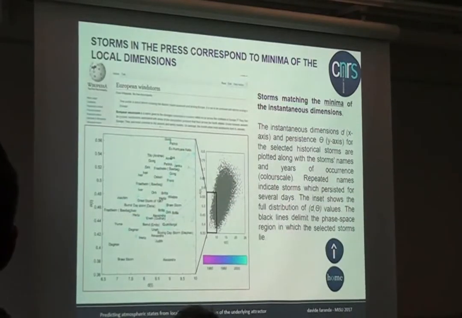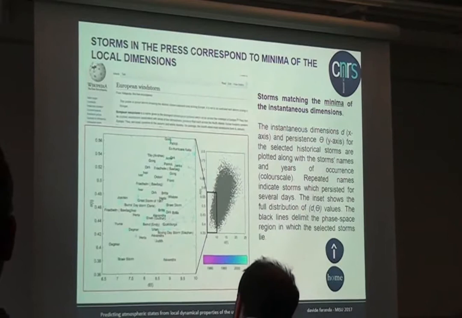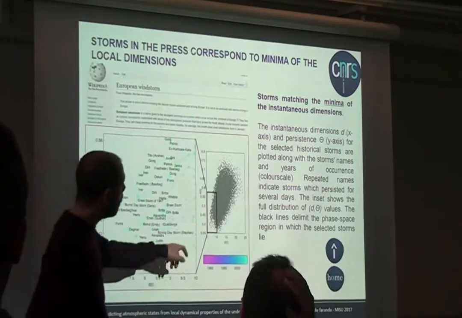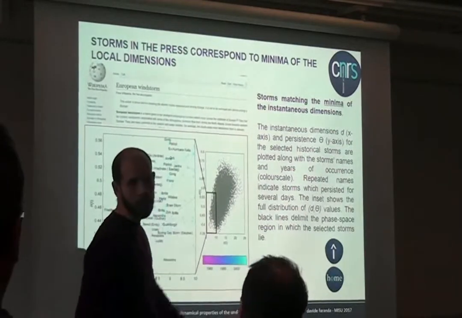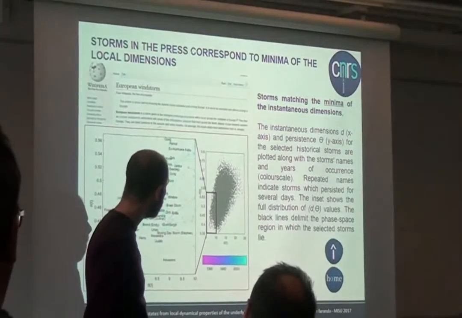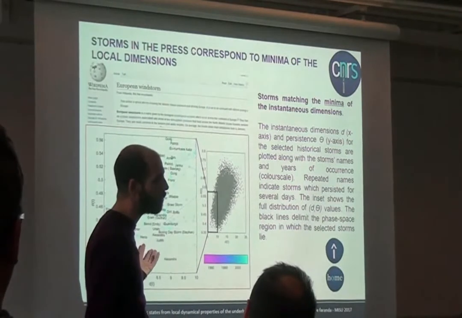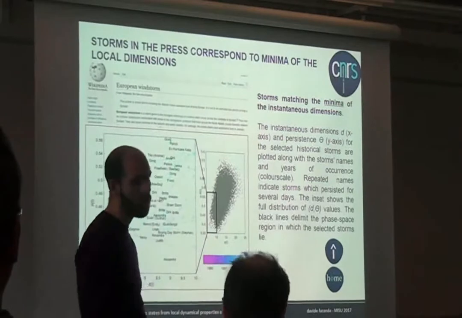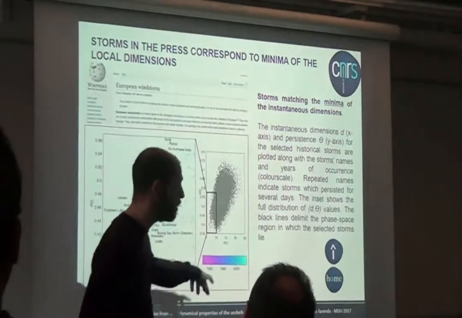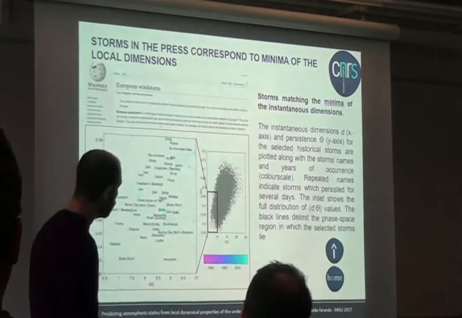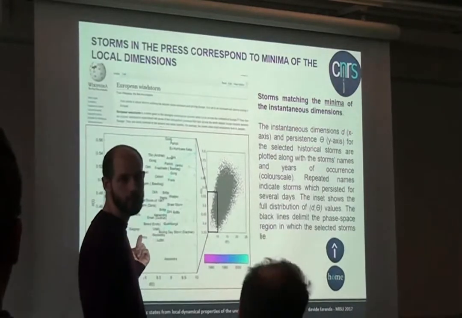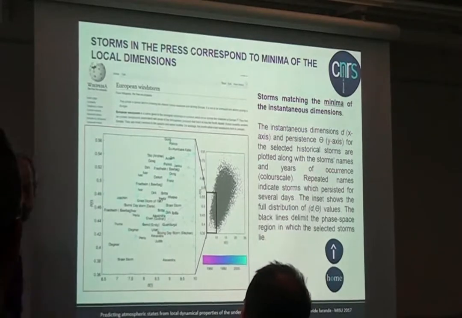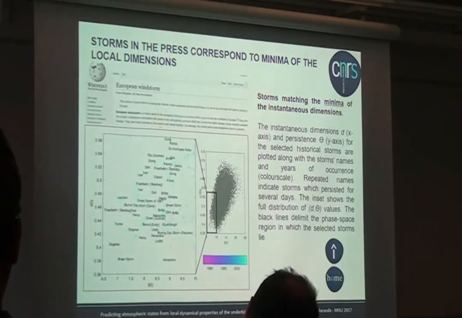So another thing that we did is to look at the European windstorms as taken from the Wikipedia database, and then look at whether they fall on the minima. There is actually a very large probability to find all these storms in the minima with respect to a random test that can be anywhere on this diagram. So the minima correspond to these storms. And what happens during NAO plus plus?